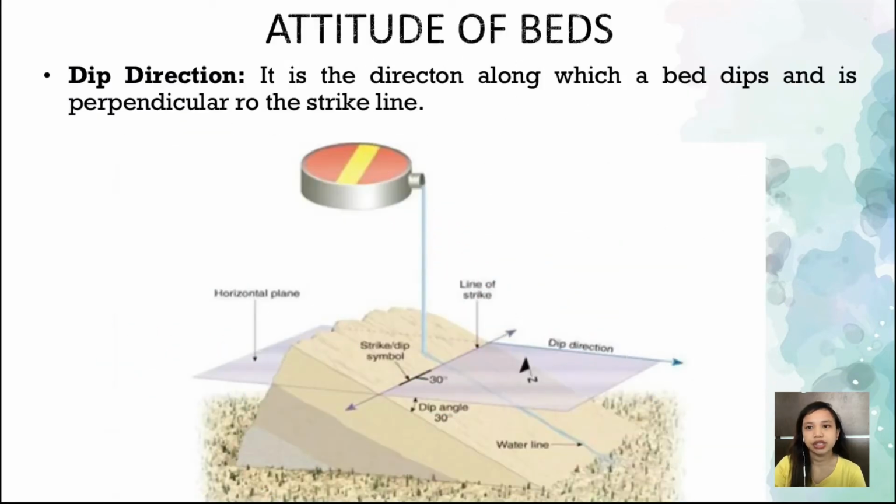Dip direction. It is the direction along which a bed dips and is perpendicular to the strike line. The dip direction is the direction that a drop of water will flow down the plane.